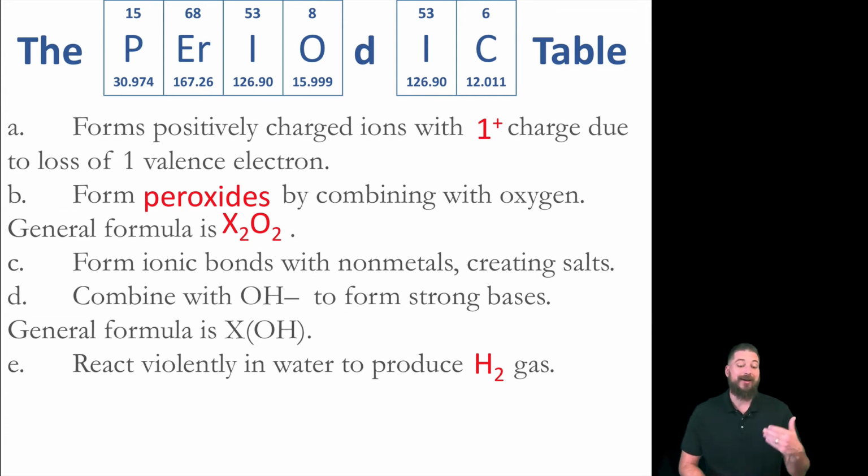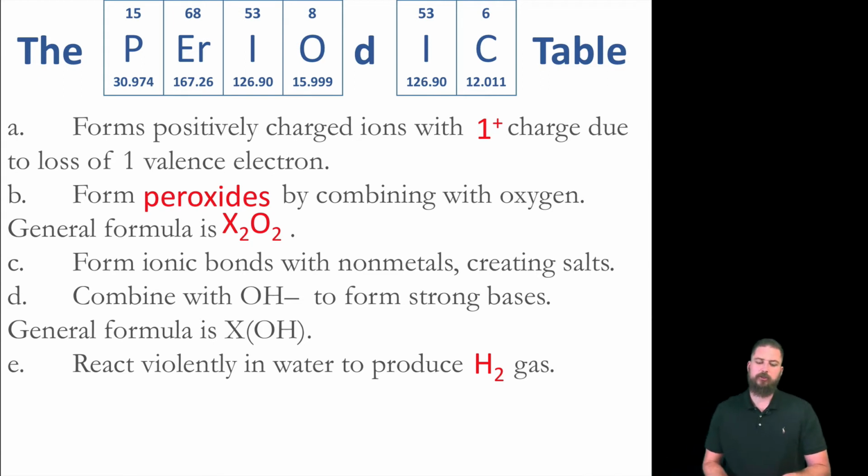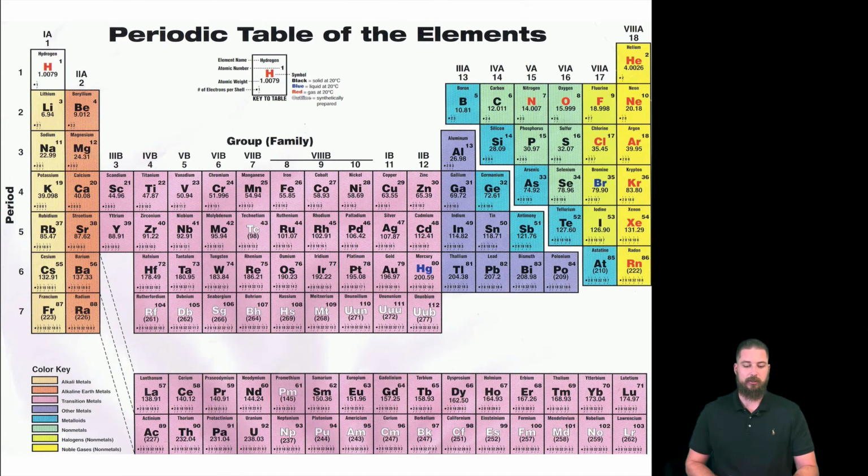They form ionic bonds with nonmetals, creating salts such as sodium chloride, lithium chloride, potassium fluoride, so on. They also combine with hydroxide, which OH is hydroxide, to form strong bases. Again, these are all things we're going to learn later, and they react violently in water to produce hydrogen gas. And so we'll see a cool video on that in class. And so again, that first column on the periodic table: lithium, sodium, potassium, rubidium, cesium, francium.